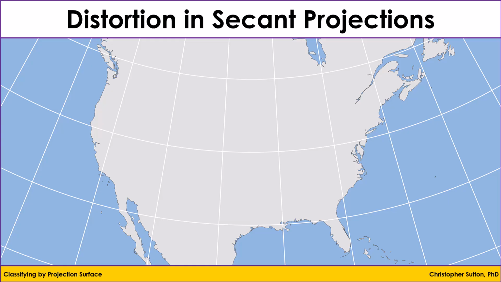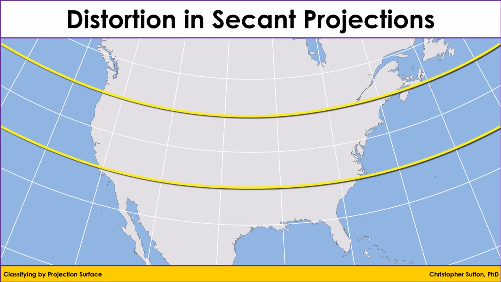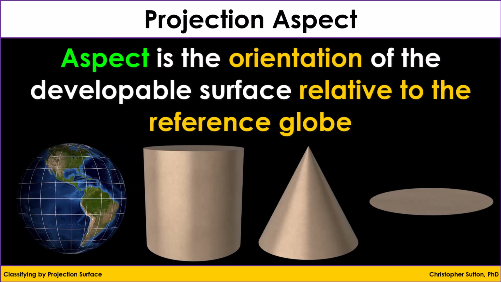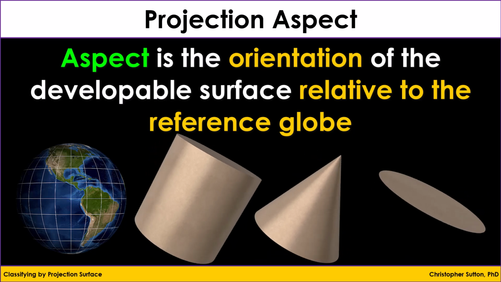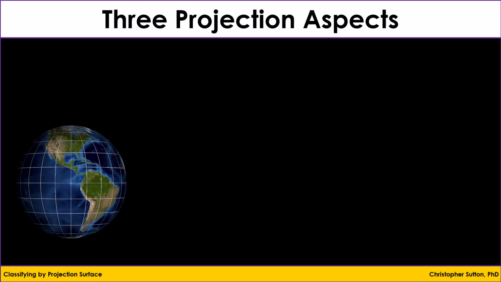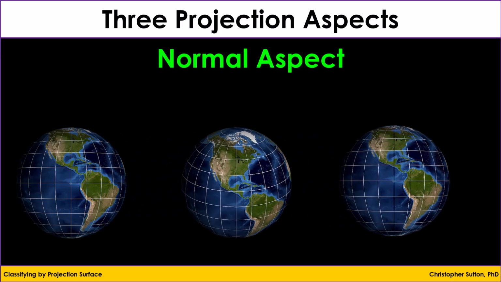Like in tangent projections, in secant projections, distortion is minimized along standard lines and increases with distance from those lines. As noted previously, secant projections have less overall distortion than tangent projections when mapping large areas of the planet. The aspect of a projection refers to the orientation of the developable surface relative to Earth's rotational axis. By changing the orientation of the developable surface, you can achieve different results. There are three aspects. The first is the normal aspect.